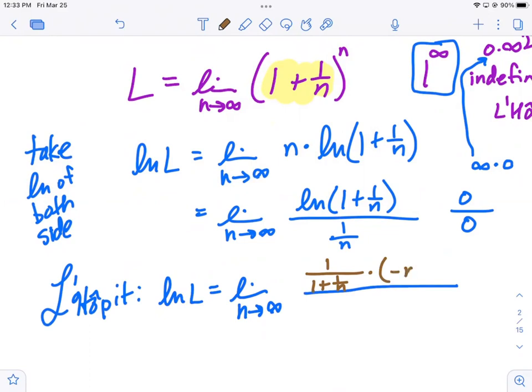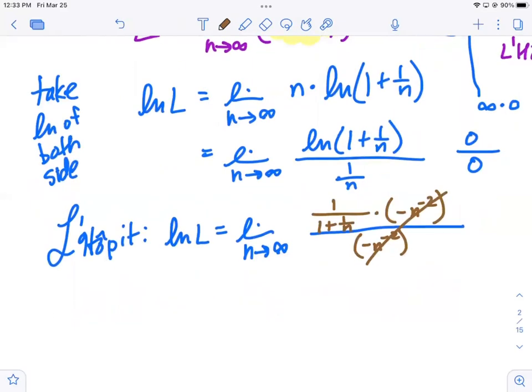So that becomes negative n to the negative second, chain rule. And in the bottom, it's not the quotient rule. In the bottom, what's the derivative of 1 over n? Oh, it's negative n to the negative second. Holy moly smokers. What happens with those two factors? They divide out. Boy, ain't that convenient.